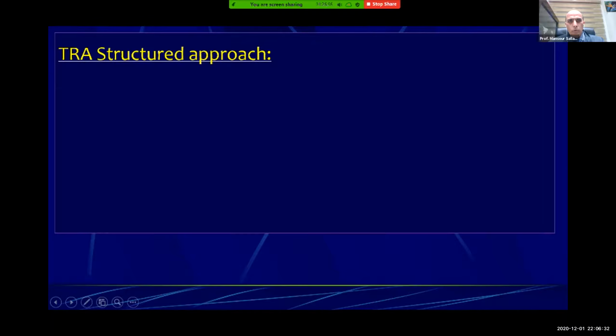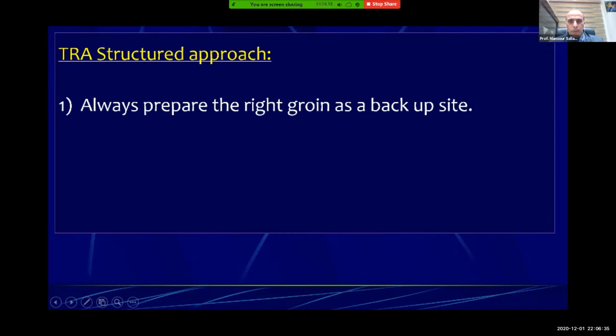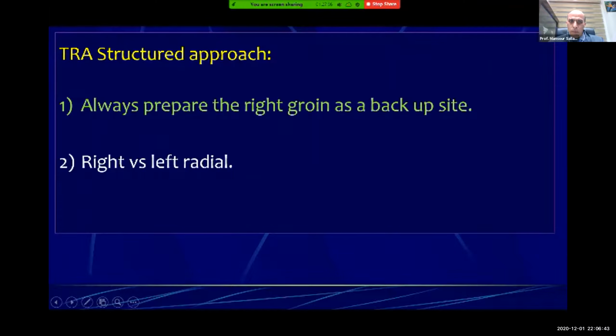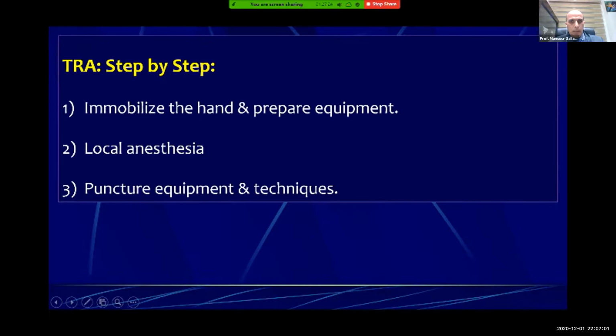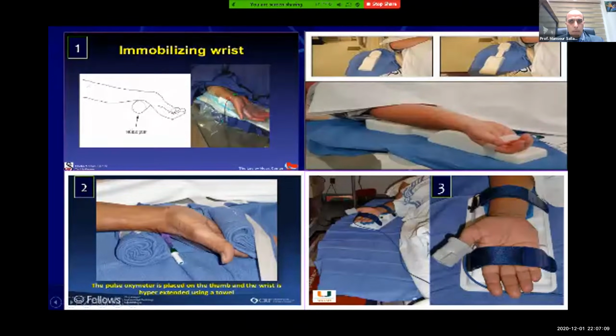So the structured approach to get the radial artery includes preparing the right groin for any emergency situation or expected crossover. You have to decide from the beginning right or left radial, which will be a separate topic, and whether you are going for anterior puncture or counter puncture. Step by step, three steps to start: immobilize the hand of your patient, give local anesthesia, and puncture equipment and techniques, which we will discuss right now.